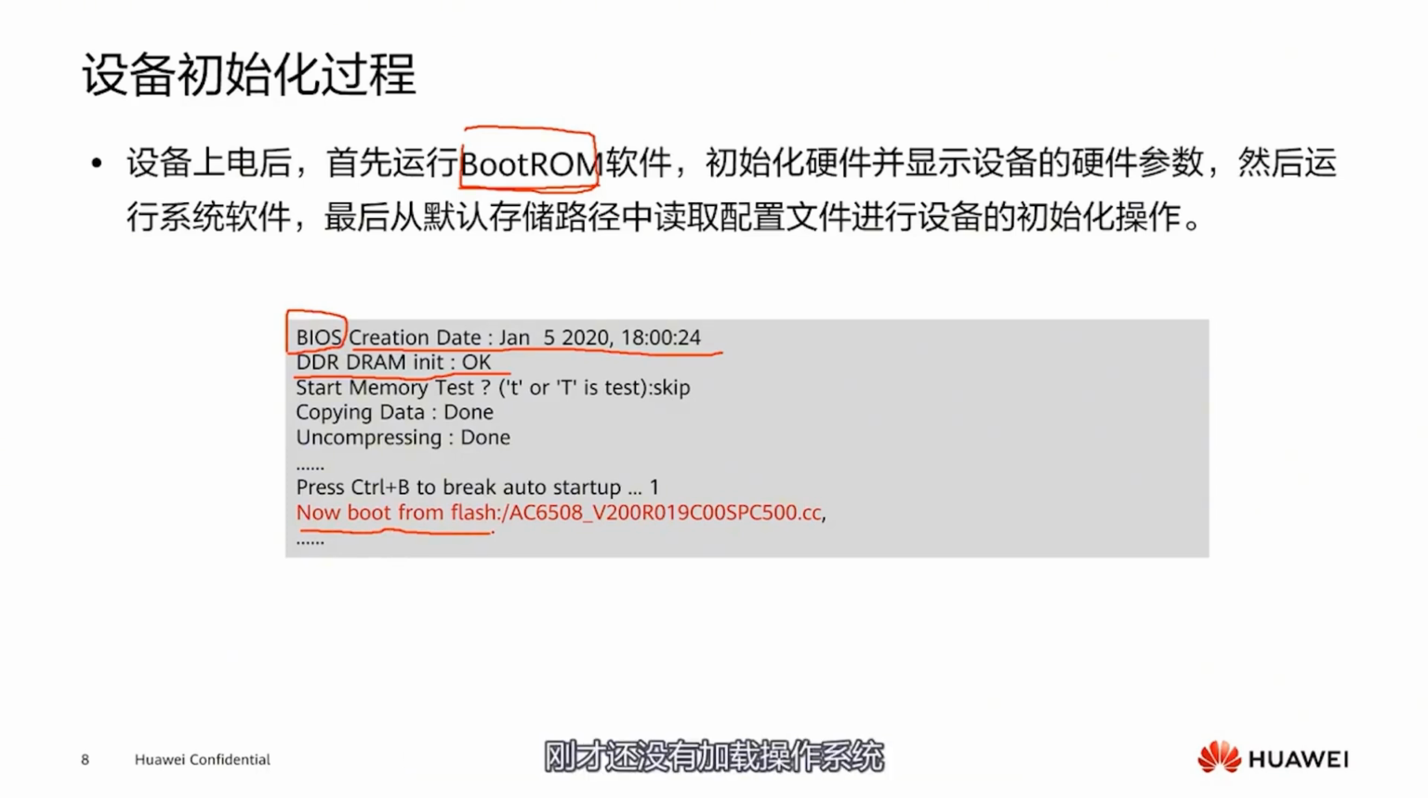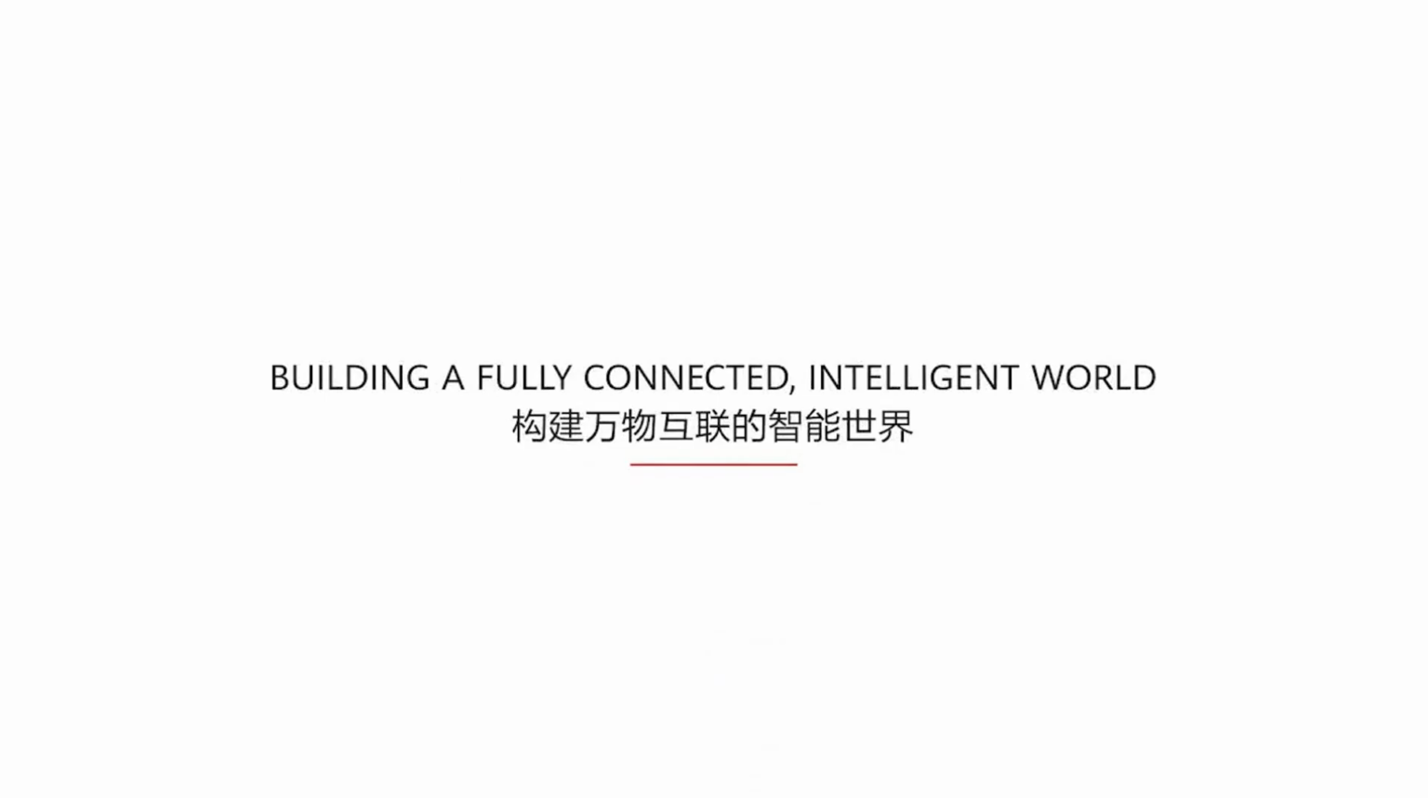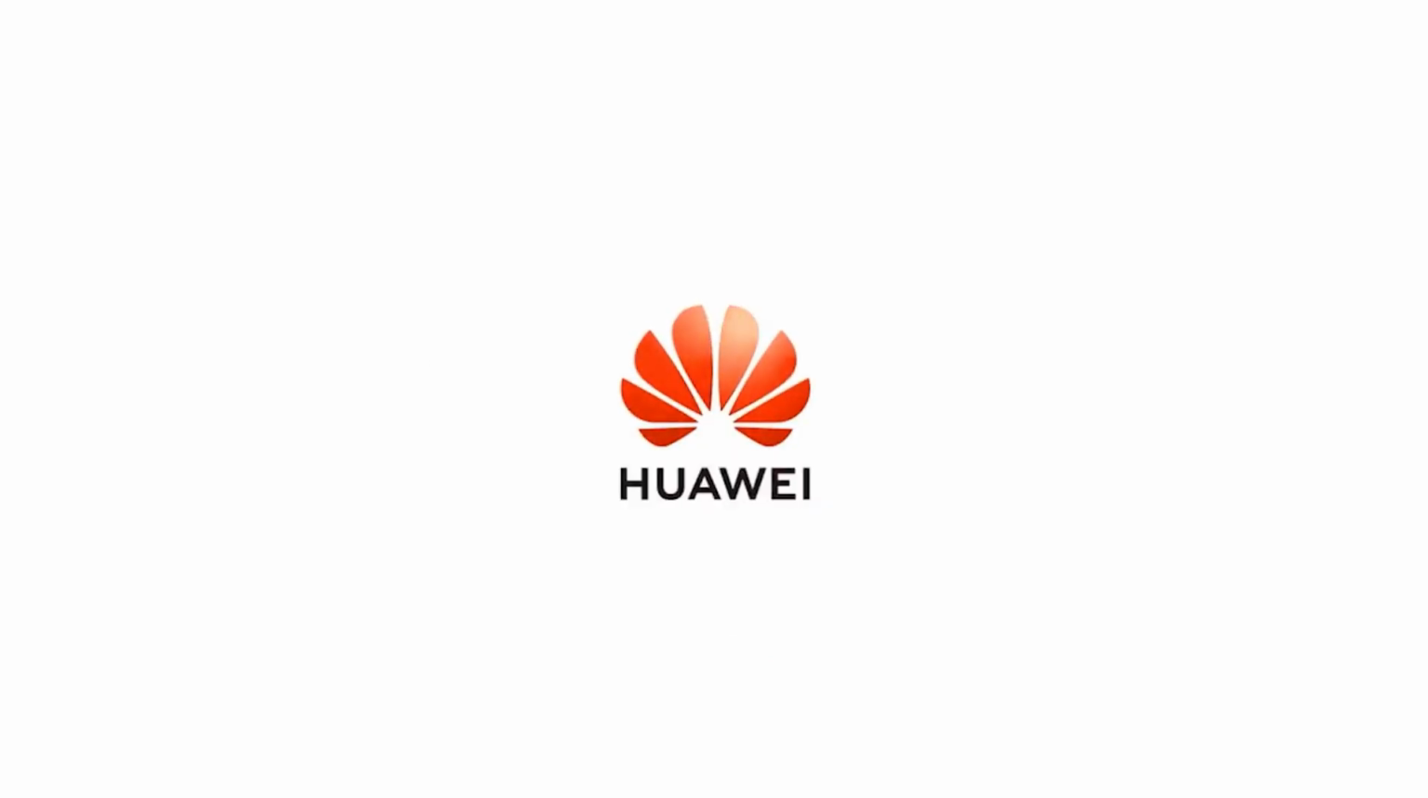Until now, the operating system was not loaded. Until now, it was just the boot process, the device self-check procedures. From this red text on, we will load our system. Our system, AC6508. This is our device model. And next is the software version, V20022019C00 SPC500. Following that is DAIC. DAIC is our operating system. You all remember, right? Earlier, we mentioned the file extension for the operating system is DAIC. After this process, our device can start up.